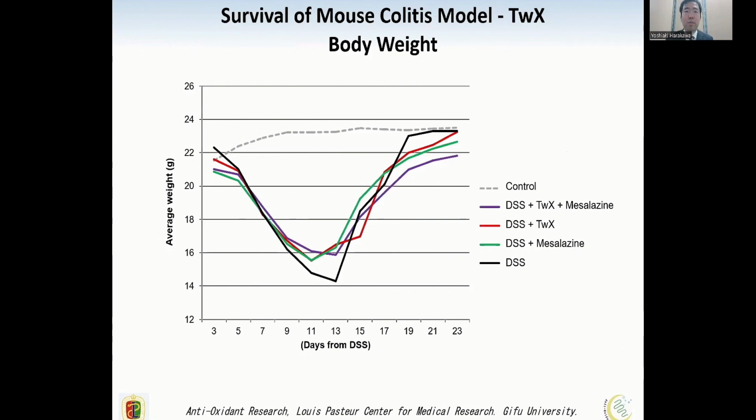In addition, patients with ulcerative colitis also often experience weight loss due to their condition. We also looked at mouse weight in the DSS model. The control group that received only DSS dramatically lost weight. The drug mesalazine prevented weight loss, but 20X was able to prevent it to an equal or greater degree.